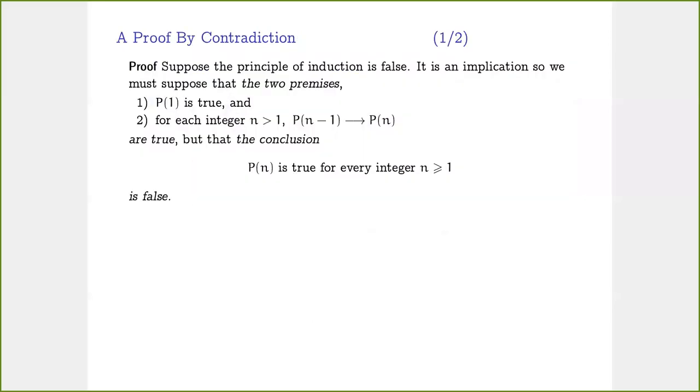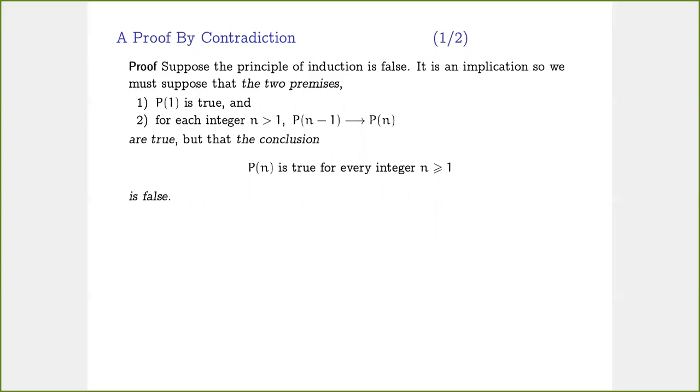Okay, let's look at the proof. It's a proof by contradiction, so we suppose the principle of induction is false. How can it be false? The claim is an implication, and the only way for an implication to be false is if the premises are true and the conclusion is false. That's the only situation in which the implication is false. So the two premises are P of 1 is true, and for every integer n greater than 1, P of n minus 1 implies P of n.